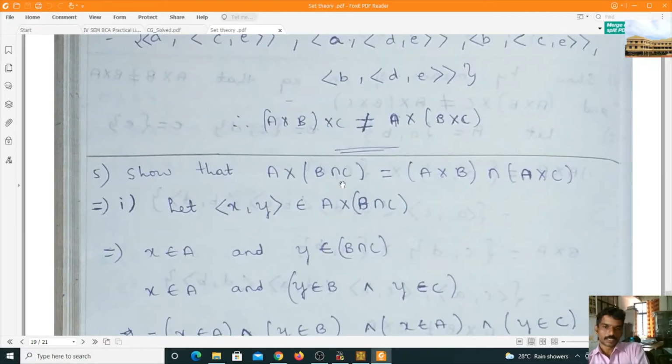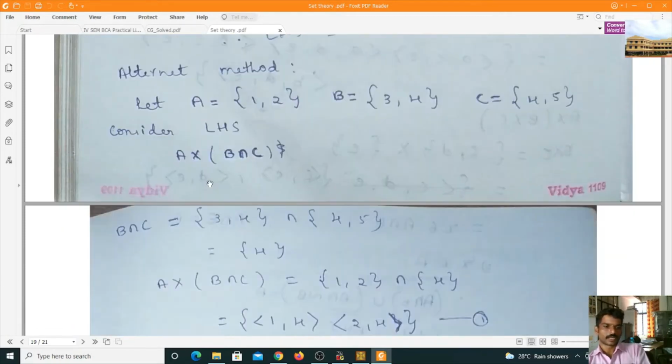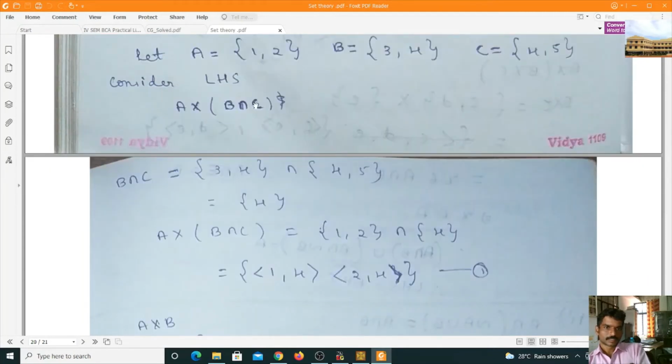A cross B intersection C equals A cross B intersection A cross C. So what we did: we considered one ordered pair that belongs to LHS, and we proved that it belongs to RHS. That is one type of proof, and now we do the alternate method. We'll consider sets A, B, C. B intersection C has only one element, 4.